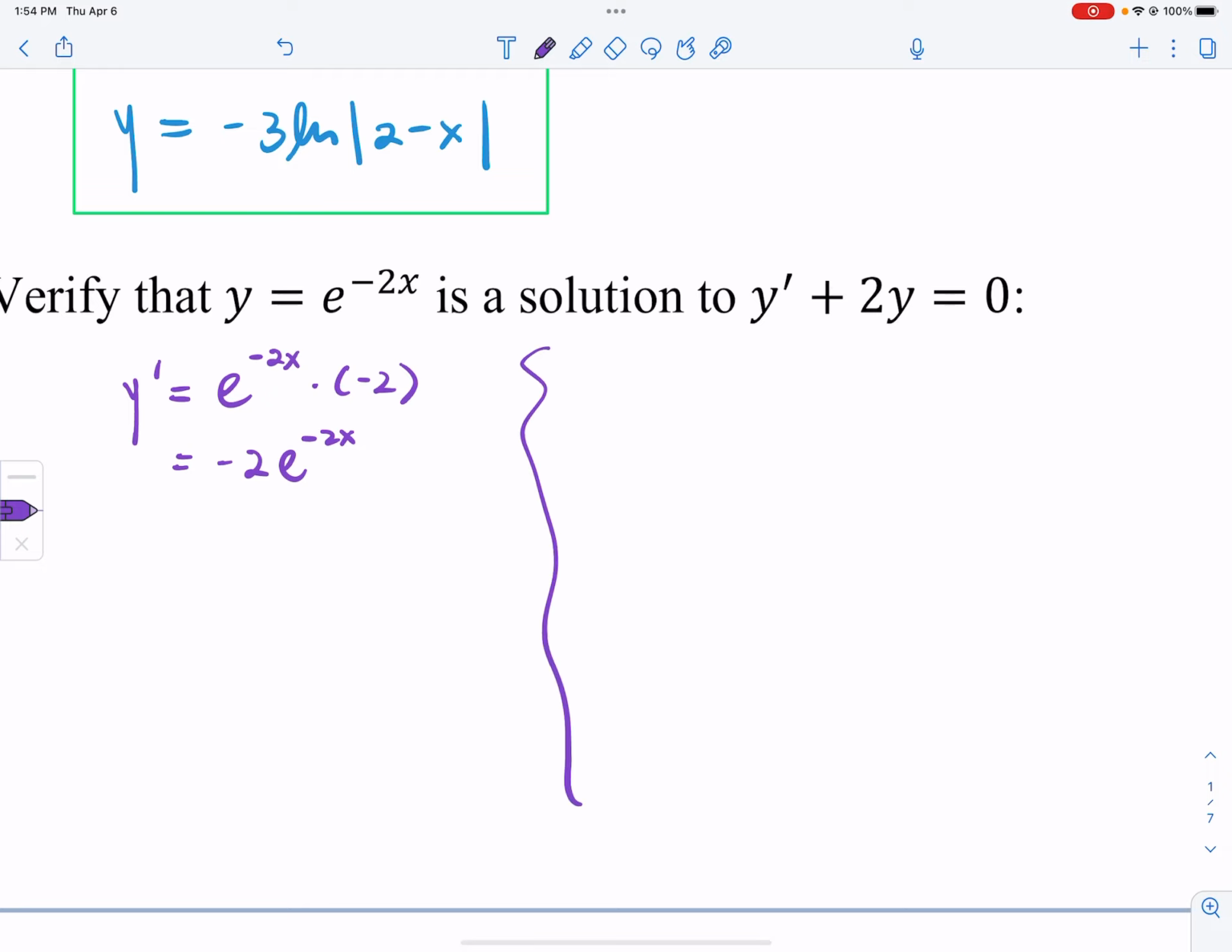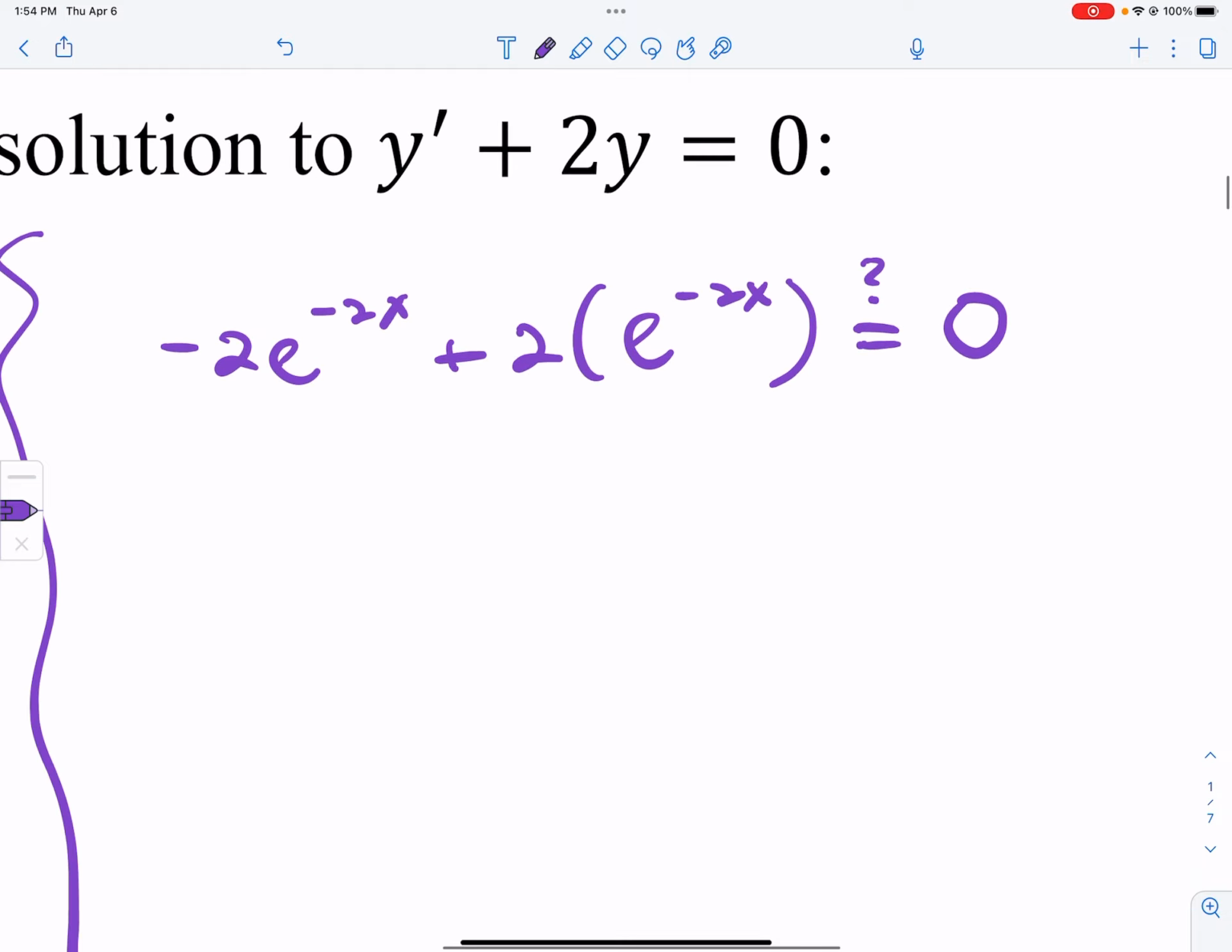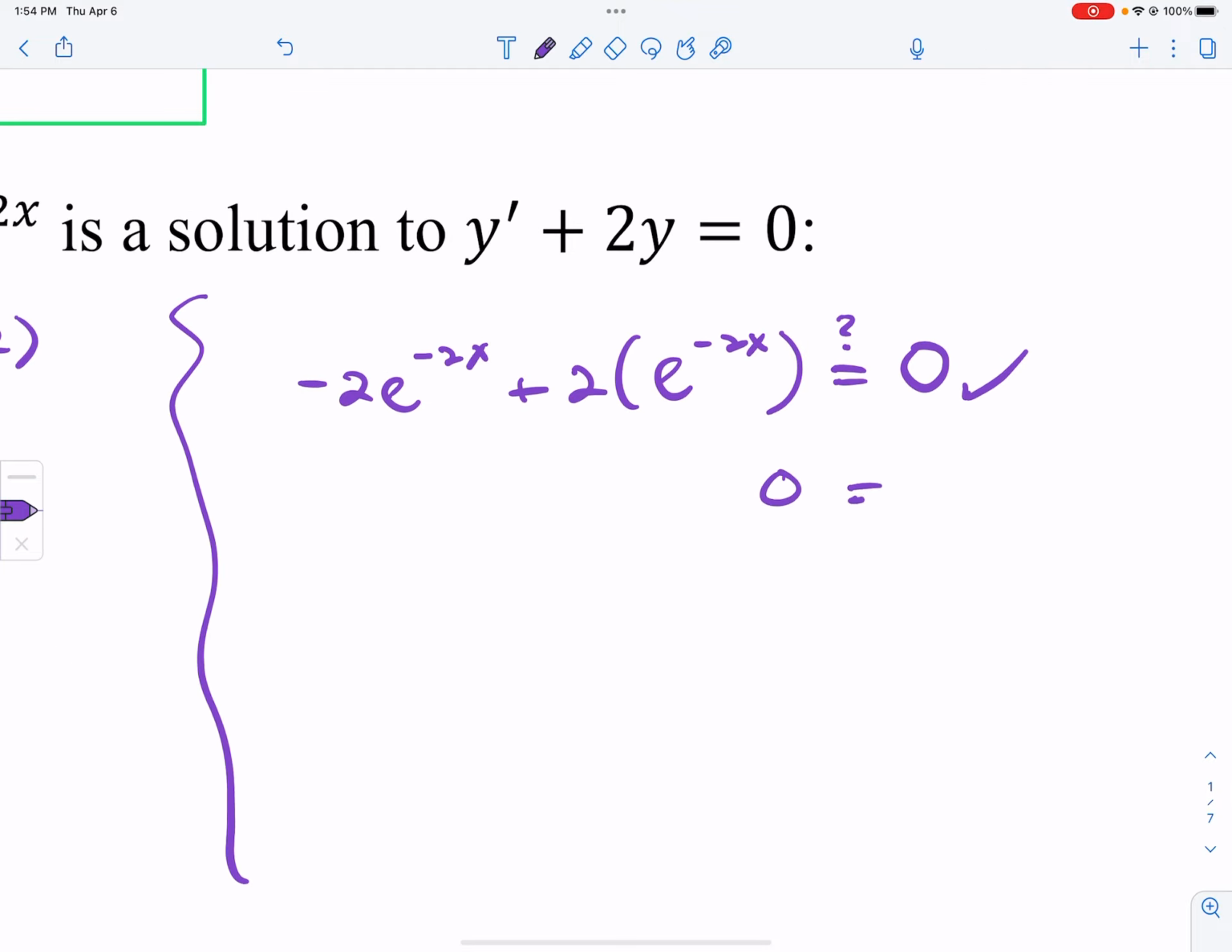So now in order to verify, it's basically plug and chug. We want to make sure that when we plug in what y is equal to and what y prime is equal to, the equation makes sense, that the left-hand side equals the right-hand side. So when we do that, substituting in negative 2e to the negative 2x for y prime, and then e to the negative 2x for y, we think, okay, well, is this equal to 0? And yes, it is. So you could do a mental check, or if you want to simplify that, you would get down to, yes, 0 is equal to 0. Left-hand side equals the right-hand side.